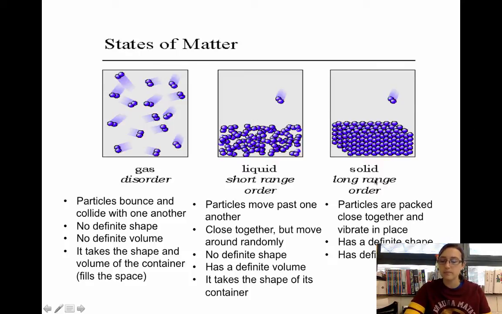Then we have a solid. In a solid, your particles are packed really close together and they just vibrate in place. Solids have a definite shape and a definite volume. If I have this pen and I put this pen into my coffee mug, this pen is still going to have the same shape and the same volume no matter what container I put it in. So gases have the most energy, solids have the least energy.